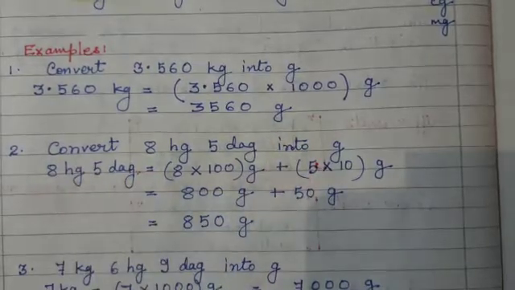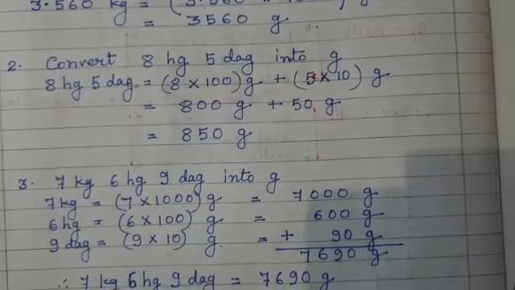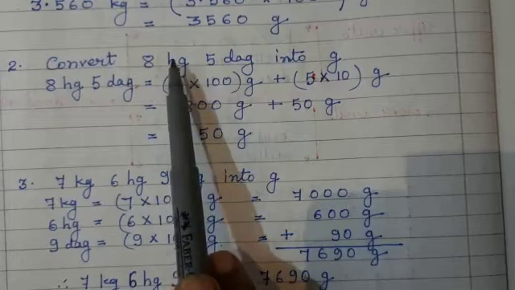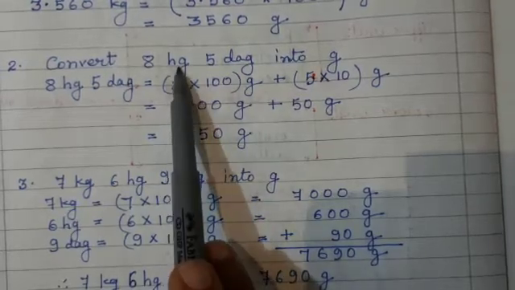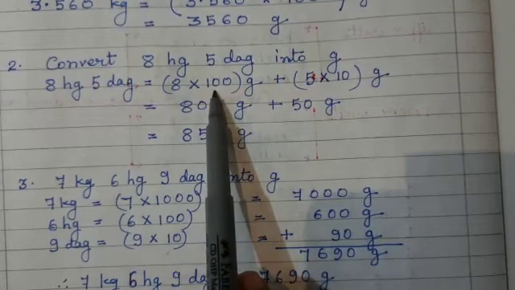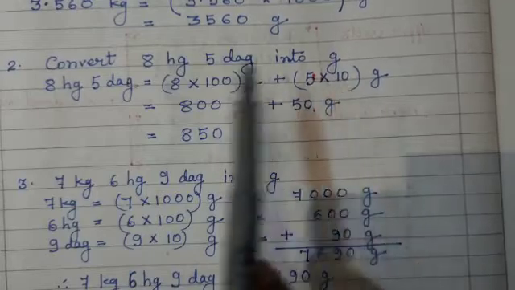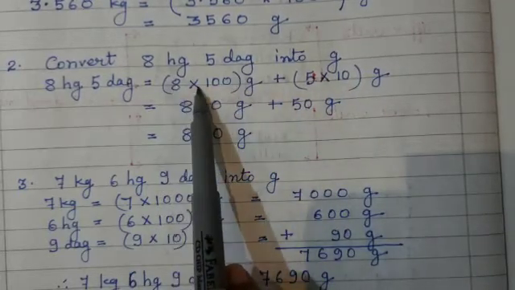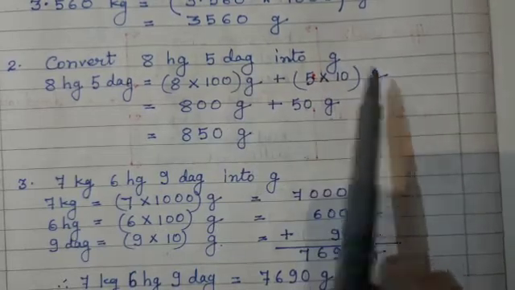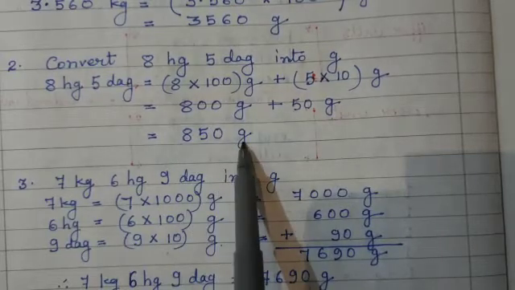Look at another example. 8 hectogram and 5 decagram into gram. Hectogram to gram means 2 steps: hectogram, then decagram, then gram. So 2 steps means multiply by 100. And decagram to gram means only 1 step, so multiply by 10. Therefore 8 hectogram is equal to 8 into 100 gram and 5 decagram is equal to 5 into 10 gram. Finally, it is 800 gram and 50 gram, altogether 850 gram.